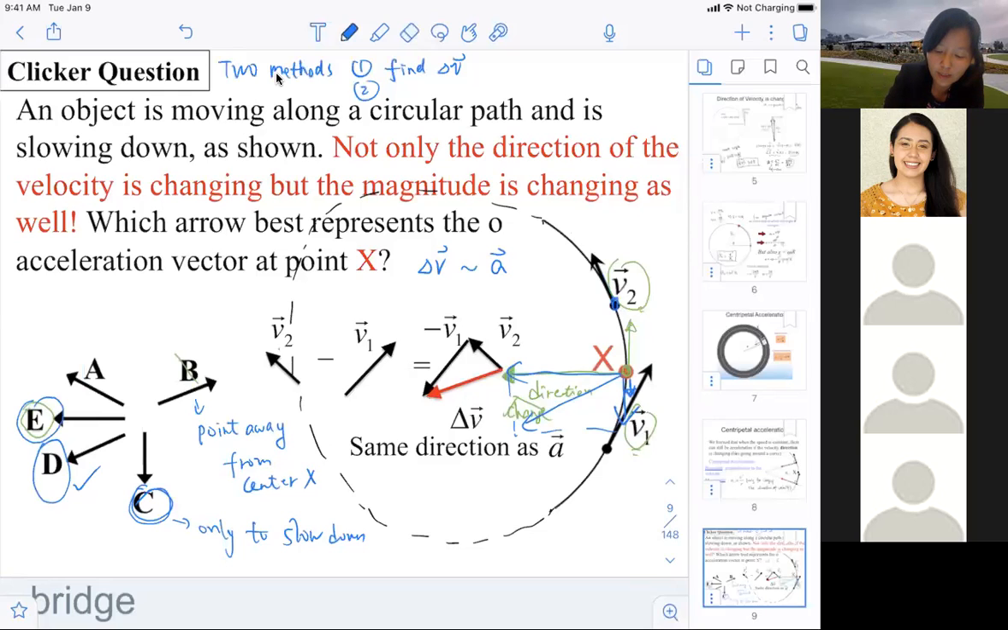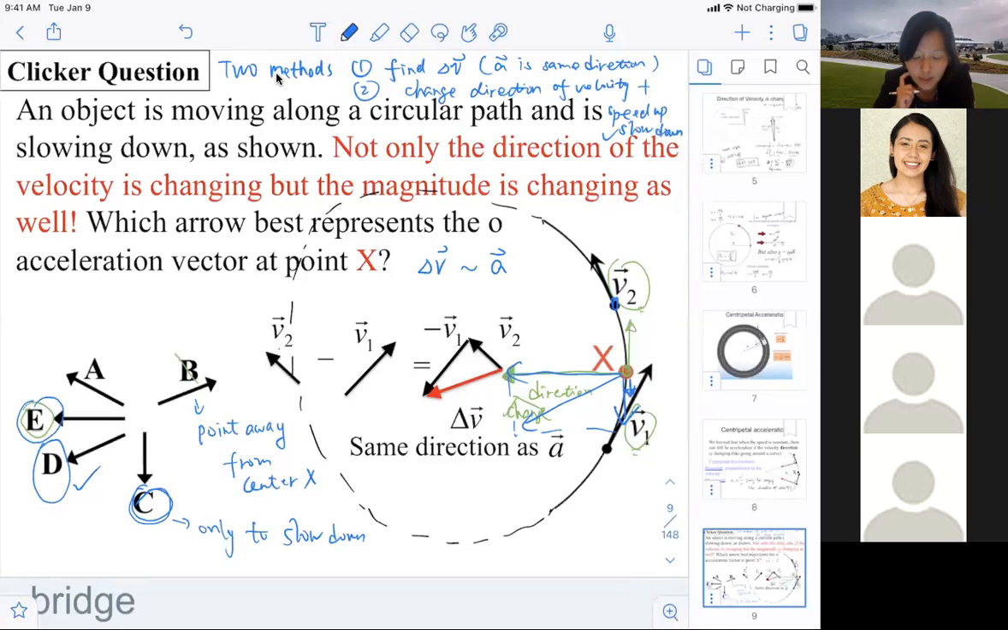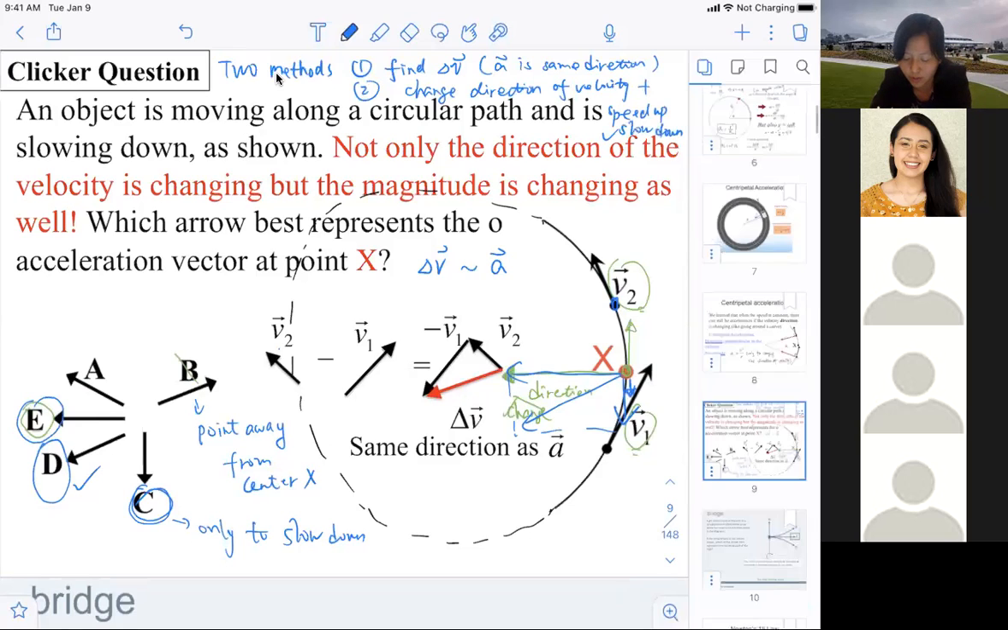So two methods. One is to find delta V, and A is the same direction as your delta V. The second method is to find the two effects. One is to change direction of your velocity, plus the other, speeding up or slowing down. So in this case, we're slowing down. Both of those methods will give you the same result.